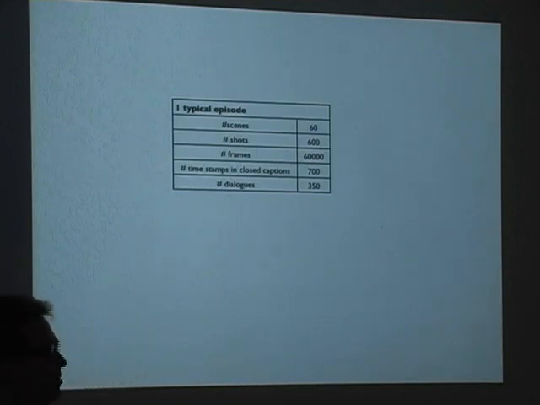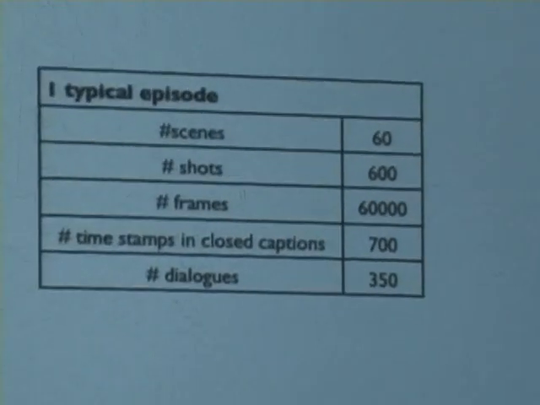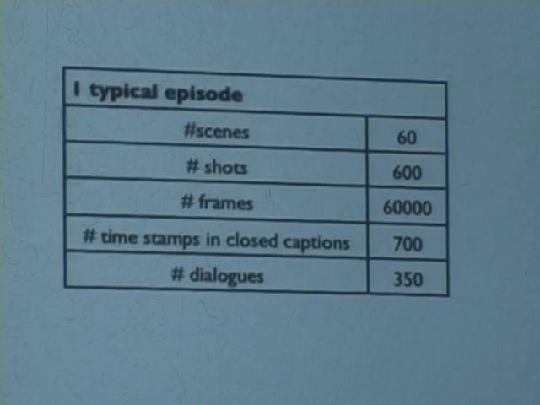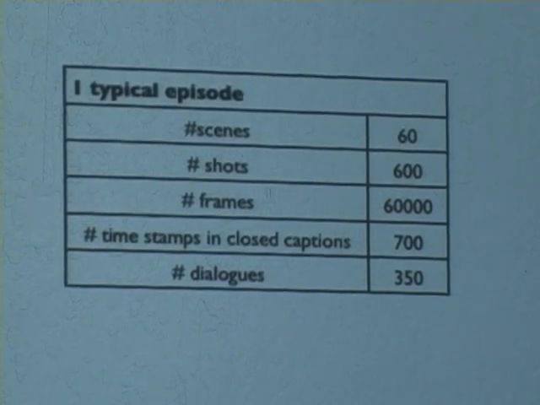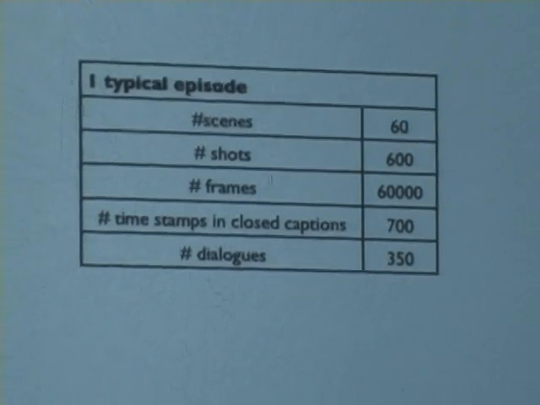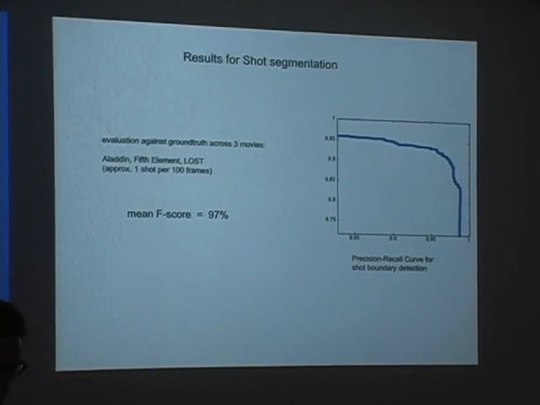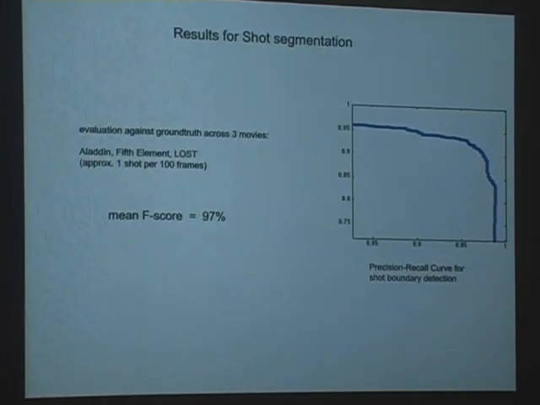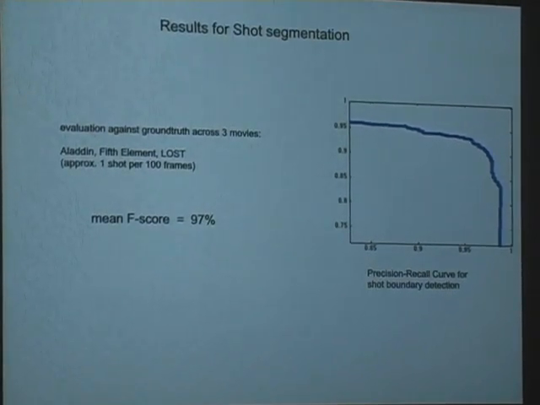So one typical episode, for example, of Lost would be to have 60 scenes, about 600 shots, 60,000 frames, and 300 dialogues, which are individual elements, and also you have all the other rest narrations, which we are interested in for actions in the second part. So this is shot detection. That's an easy problem. We get 97% precision F-score for precision recall of shot boundary detection.